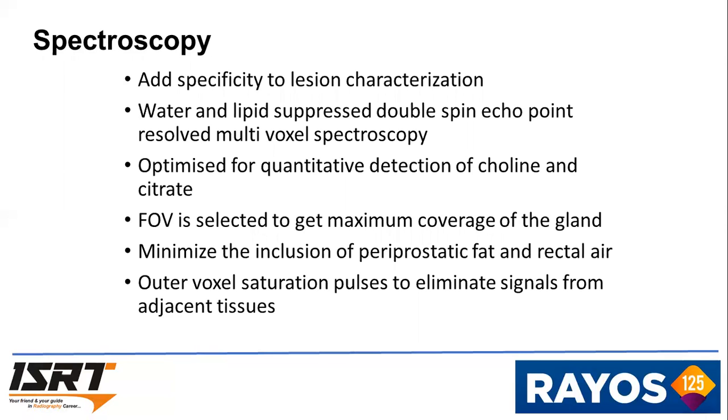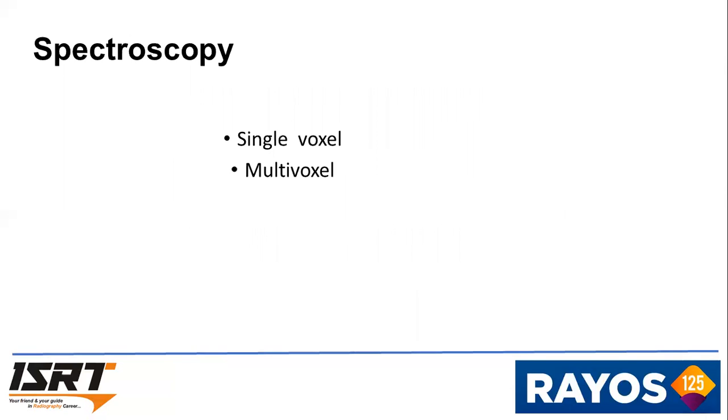Field of view is selected to get maximum coverage of the gland and to minimize the inclusion of periprostatic fat and rectal air. Outer voxel saturation pulses are required to eliminate signals from adjacent unwanted tissues. Spectroscopy can be of two types, single voxel and multivoxel.